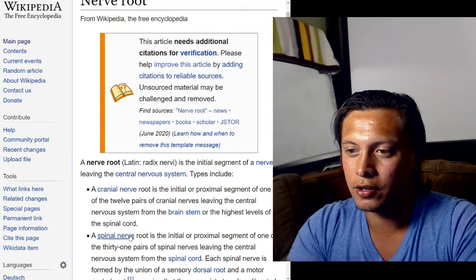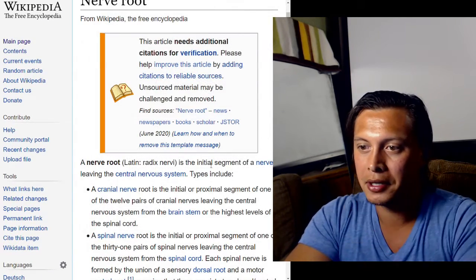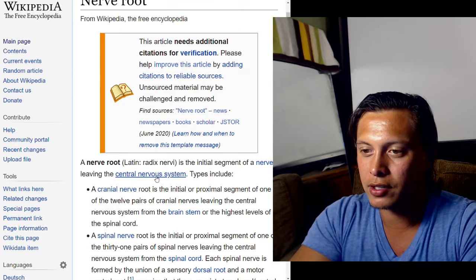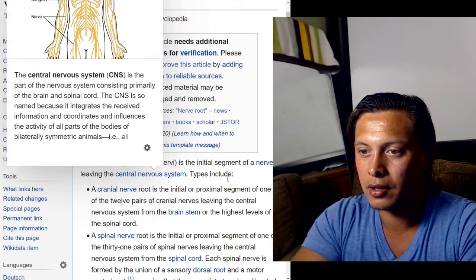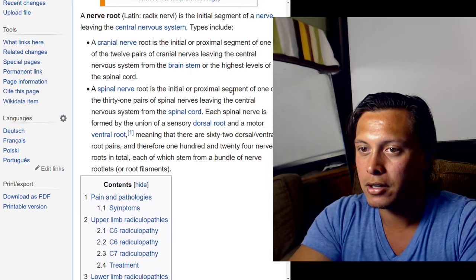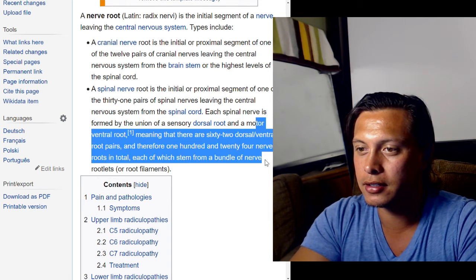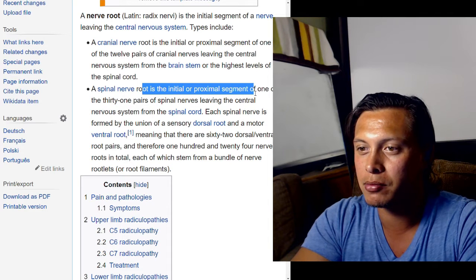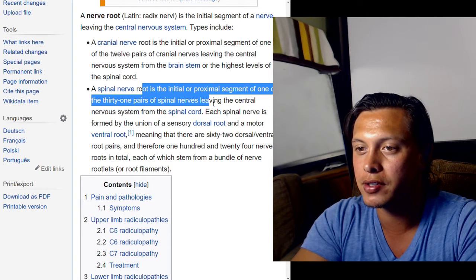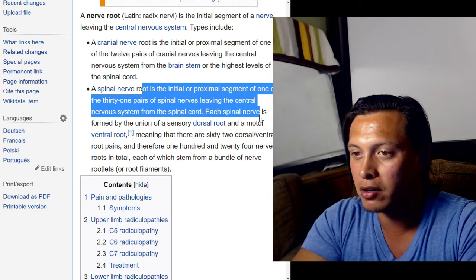What is the nerve root? A signal of a nerve leaving the central... You know, a spinal nerve root is the initial or proximal segment of one of 32 pairs of spinal nerves leading to the central nervous system of the spinal cord.